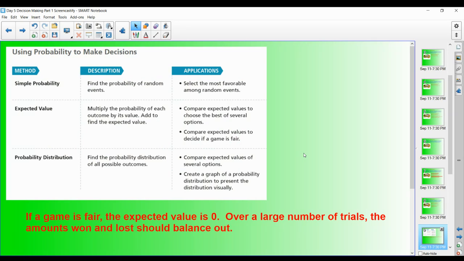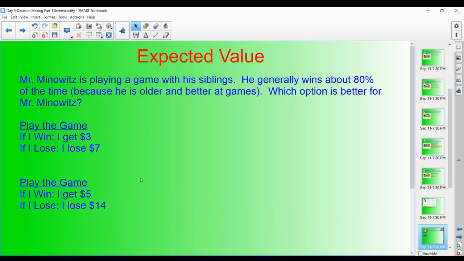So probability is a great tool for making decisions. We can use simple probabilities. So what's the probability of a single event happening? What's expected to happen over many trials? We could also use expected value to compare and figure out what the best option is. Or we can use probability distributions to figure out the probability of a specific outcome or all outcomes. And we're going to see each example in action. And a game is fair if the expected value is 0. Okay, most times something's not fair. It's fair only if we expect it to be balanced on both sides.